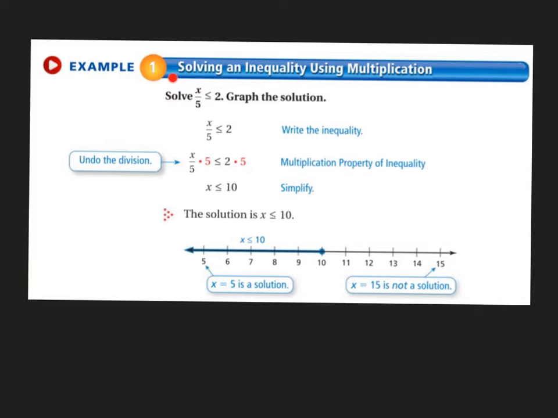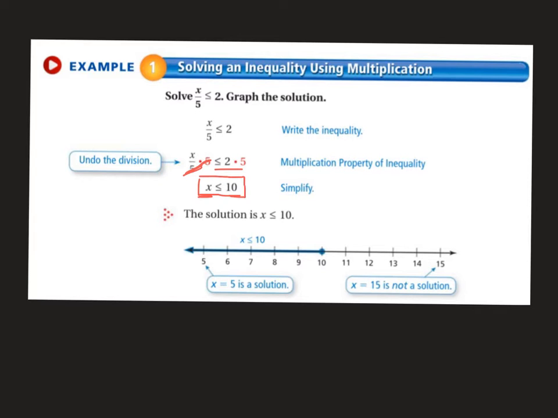And so the next step is we're going to solve these inequalities and then graph them down here. So we have x over 5 is less than or equal to 2. Graph the solution. Well, we've got to find the solution first. So we rewrite the inequality, and we're dividing x by 5. Remember, x over 5 is the same thing as x divided by 5. So we're going to undo this division by multiplying by 5. As soon as we multiply both sides by 5, we're left with x over here, and 2 times 5 is 10. So we get x is less than or equal to 10.